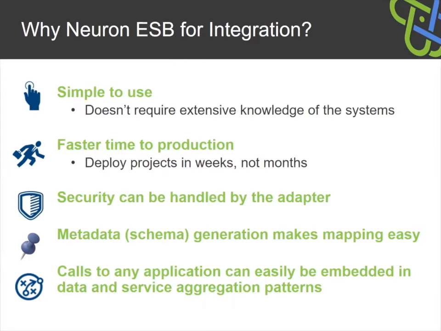The advantage of using something like Neuron for this: adapters abstract the details of the systems from the developer. They just need to know what the message looks like. It's easy to develop and easy to deploy. You're not writing nearly as much code anymore because the platform provides the delta. And all the security hops can be handled by the adapter. Salesforce and OAuth all handled by the Neuron ESB platform.